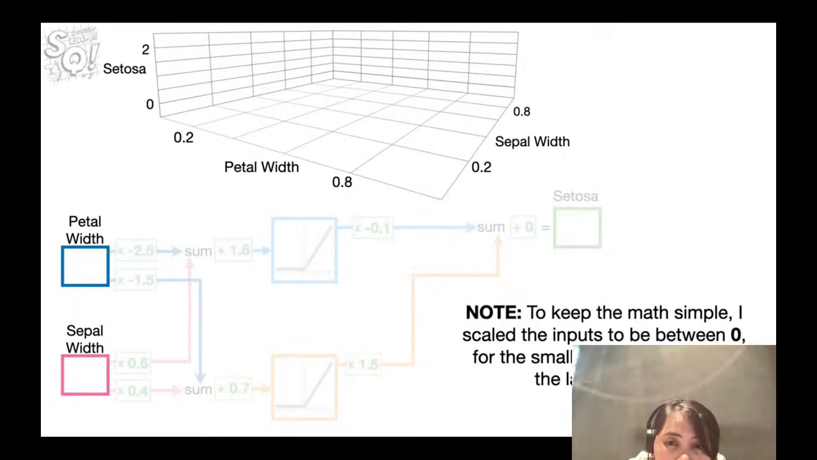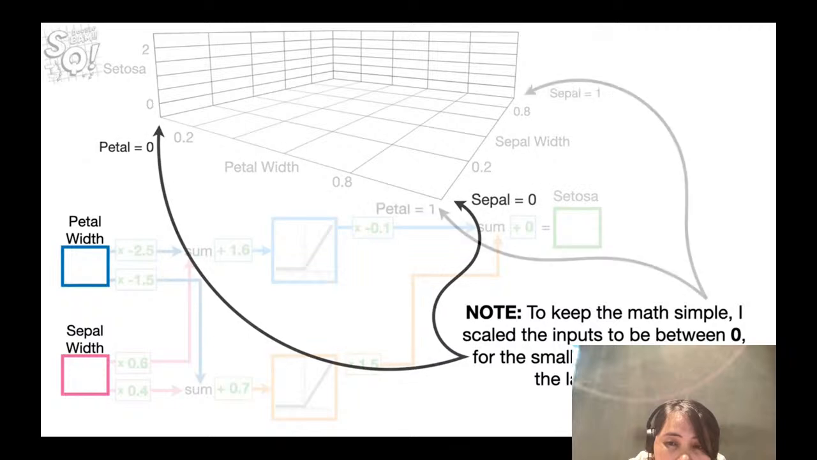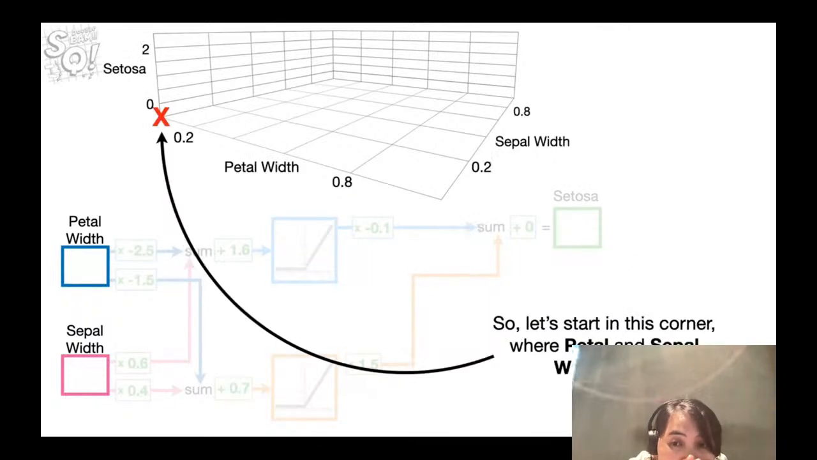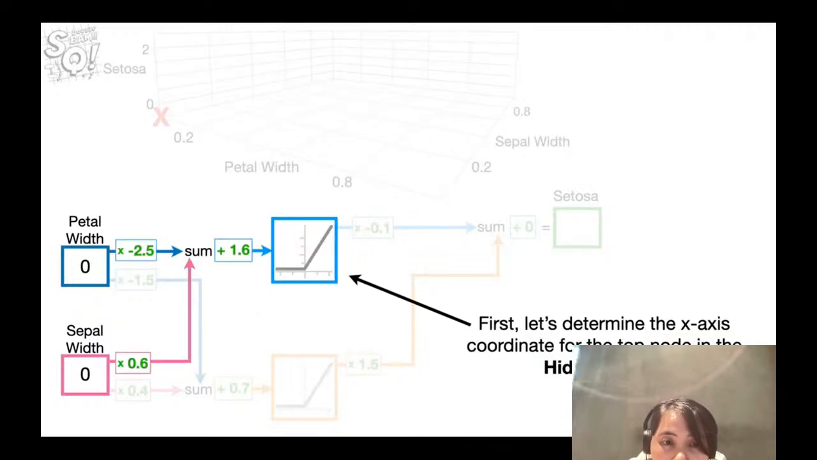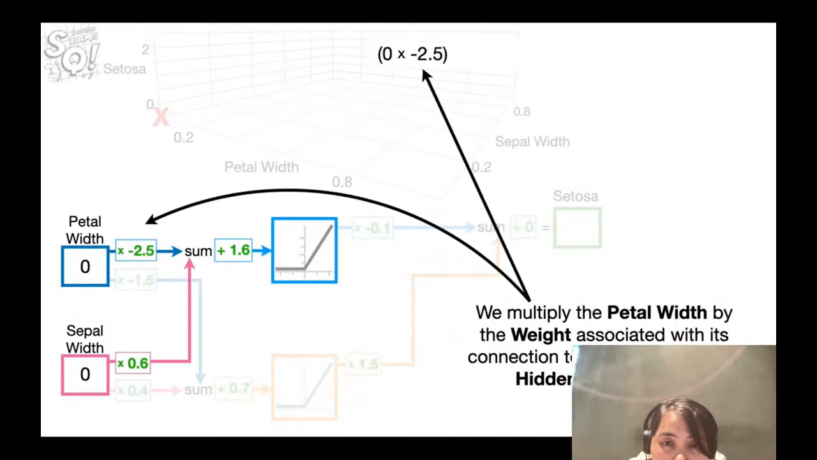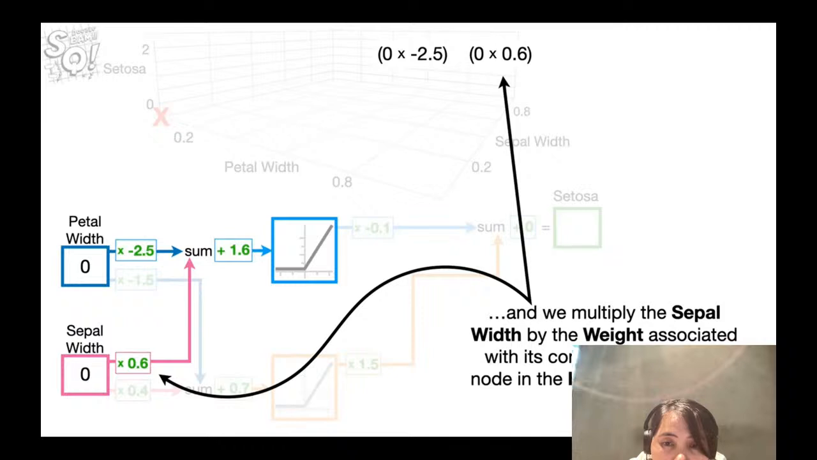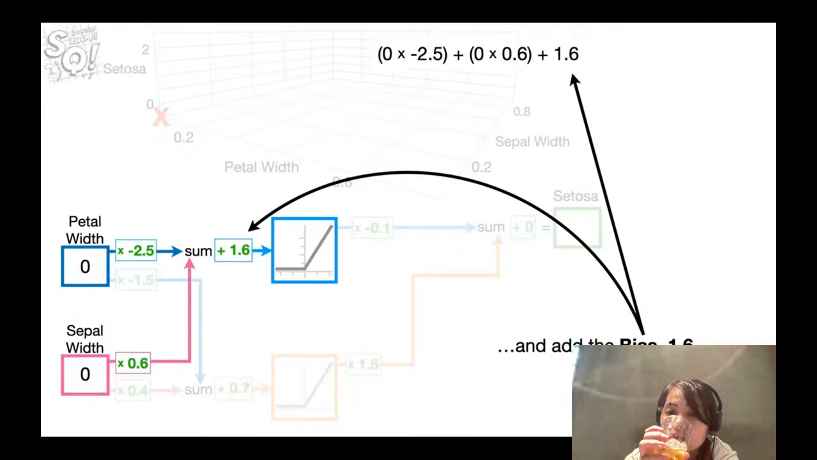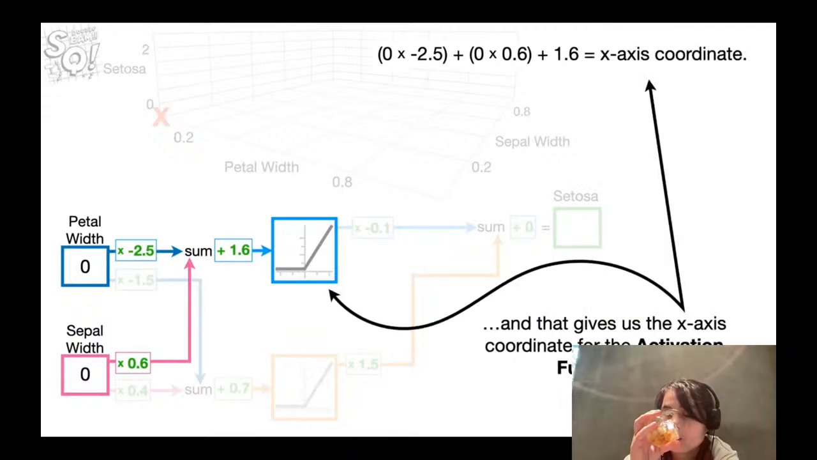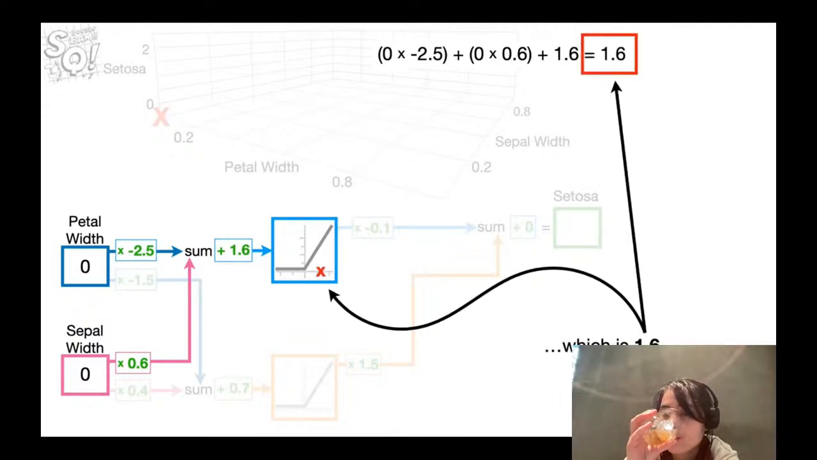Note, to keep the math simple, I scaled the inputs to be between 0 for the smallest value and 1 for the largest value. So let's start at the corner, where petal and sepal width equals 0, and plug those values into the neural network. First, let's determine the x-axis coordinate for the top node in the hidden layer. We multiply the petal width by the weight associated with the connection to the top node in the hidden layer, -2.5, and we multiply the sepal width by the weight associated with its connection to the top node in the hidden layer, 0.6. Then we add the two terms together, and add the bias, 1.6, and that gives us the x-axis coordinate for the activation function, which is 1.6.